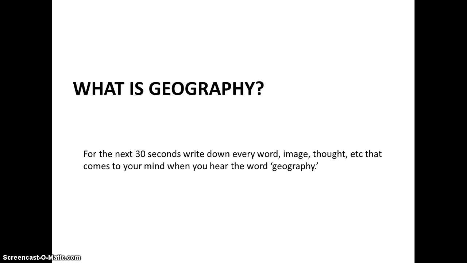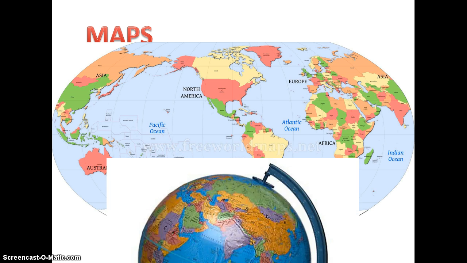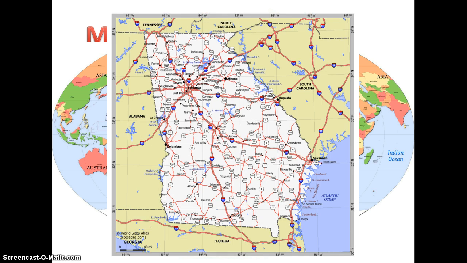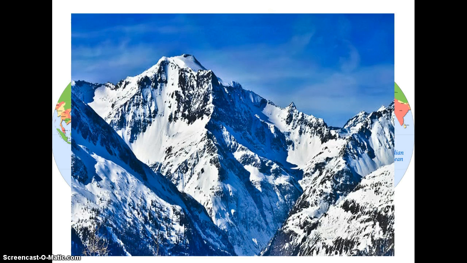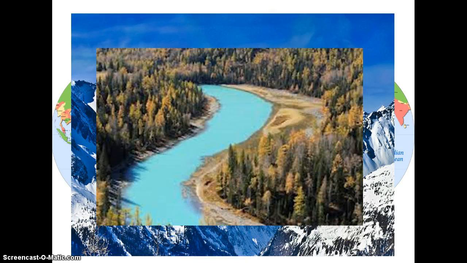More than likely, your list started with the word map or maps. This is frequently what comes to our mind when we hear the word geography, right? World maps, globes, road maps. We also tend to think of the Earth's physical features like mountains and rivers and lakes and streams and all that great stuff.